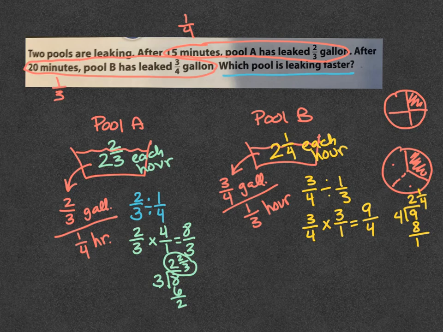So, which one leaks more in an hour? Well, 2 2/3 is almost 3 full, and 2 1/4 is 2 and a tiny bit more. So, pool A is leaking faster. A lot of work to get that one answer. But very good practice for you on a lot of things.